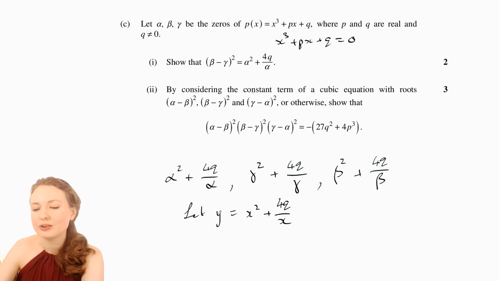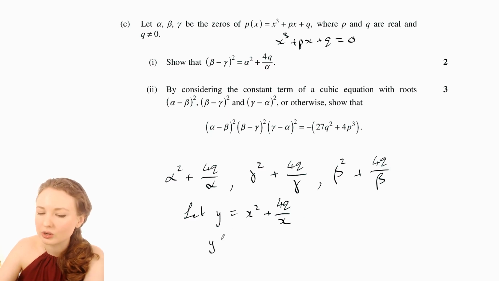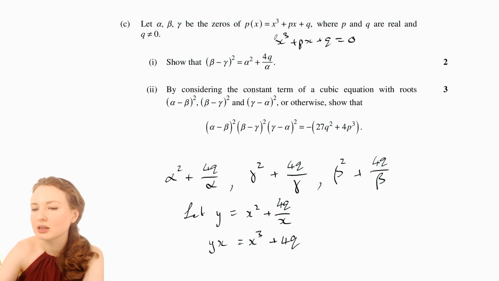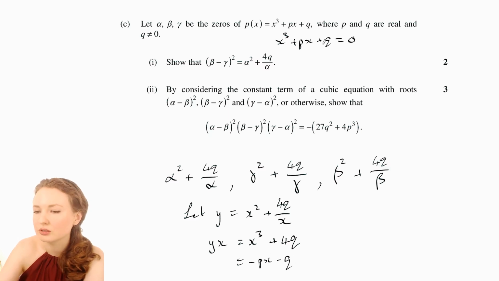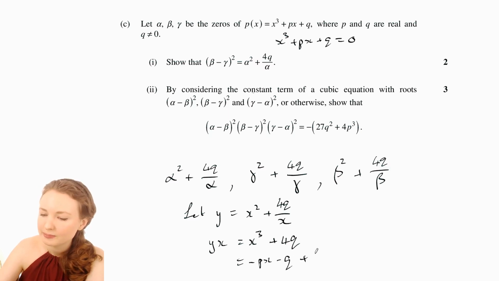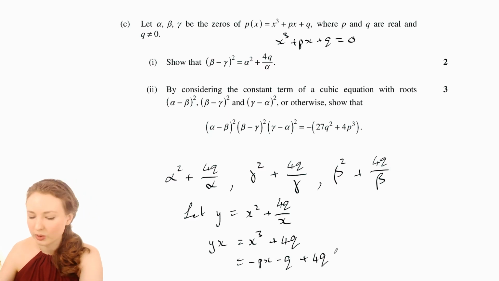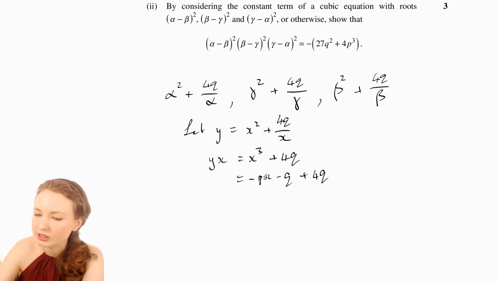So what I do whenever I've got an equation with a fraction in it, I usually just multiply both sides by the denominator, because that just cleans everything up. So we've got yx is x cubed plus 4q. And then what we could do is use this to replace the x cubed, because that's our problem here, that's what's making this equation so hard to solve for x. So if we just say that the x cubed is negative px minus q, just by moving that over that side, then we've got a much nicer equation. So we can solve this for x.